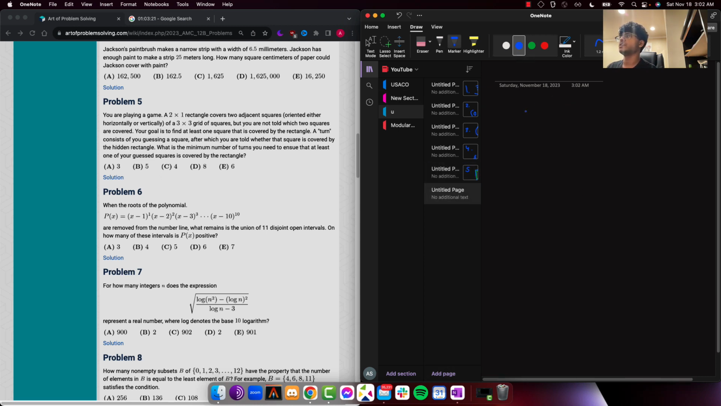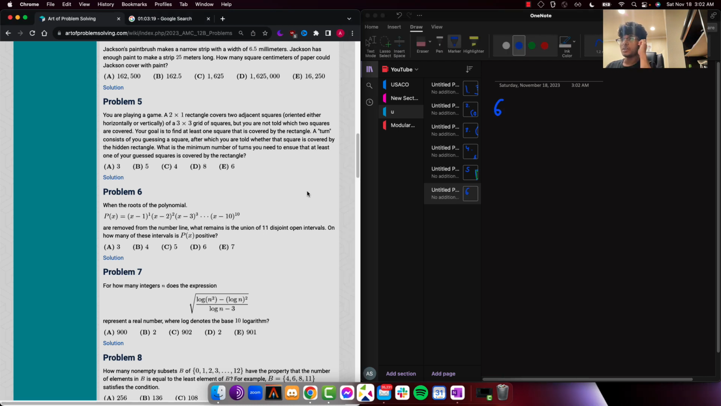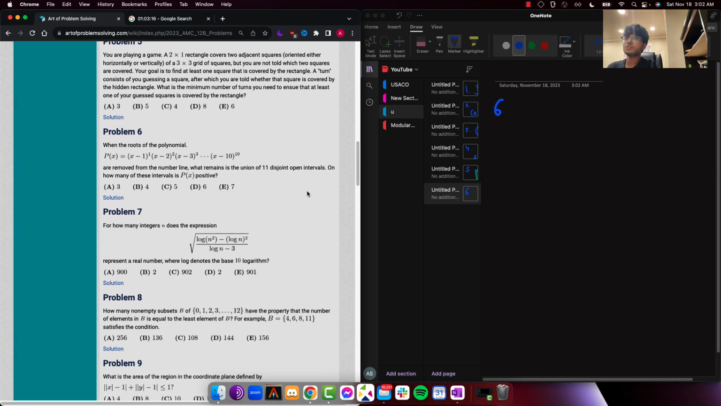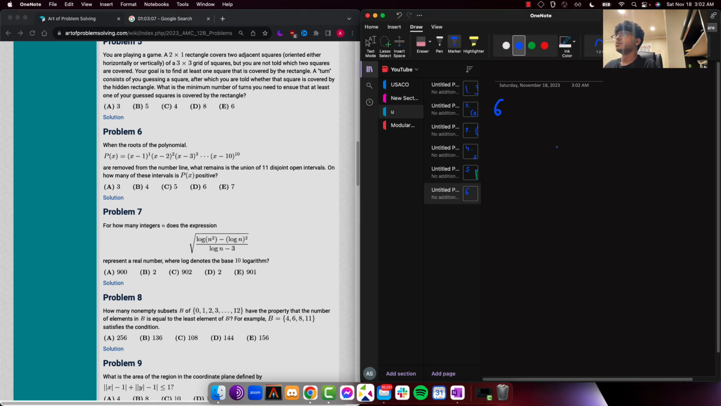Let's apply 6. Okay, when the roots of the polynomial are removed from the number line, what remains is the union of 11 disjoint open intervals. So what they're saying is you have a number line like this, right? And then you have these, which are the roots, by the way. So 1, 2, 3, all the way up to 10. And you're removing them from the number line, so I'm drawing them as open circles.